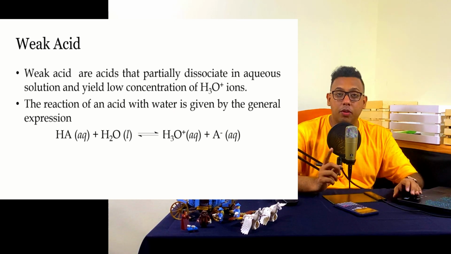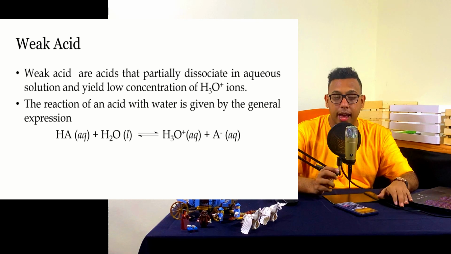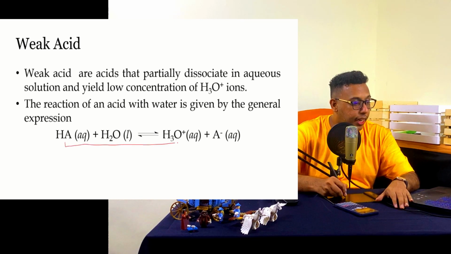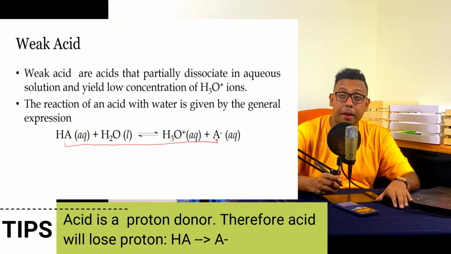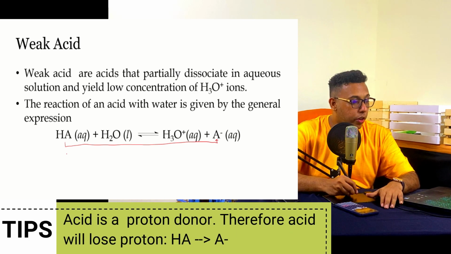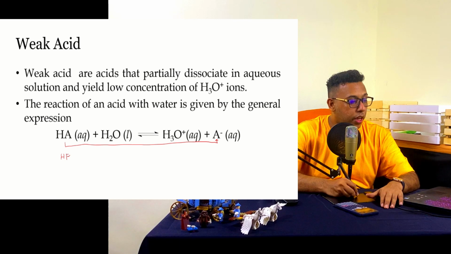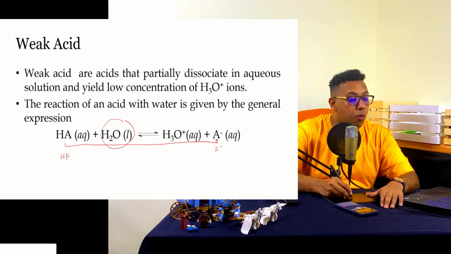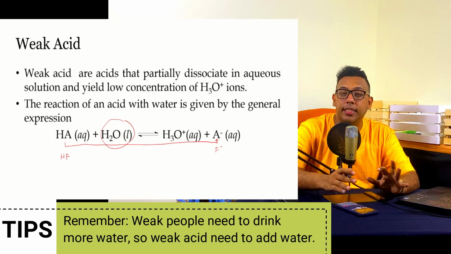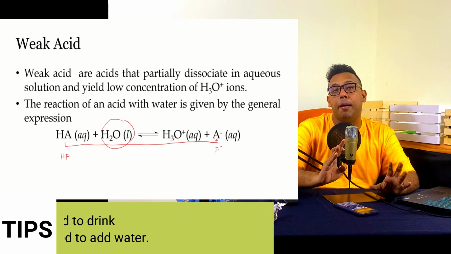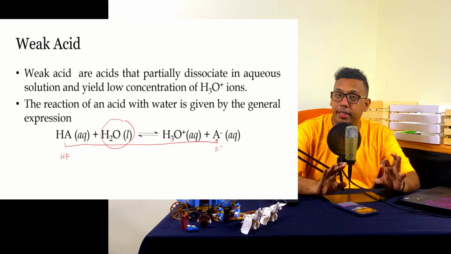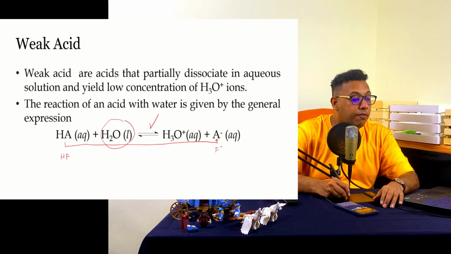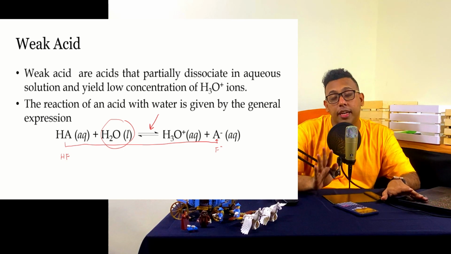Okay, bila kita tulis general equation untuk weak acid, what you have to know is our acid dia akan hilang dia punya proton jadi A-. Okay, contoh kalau you ada HF, okay, sini akan jadi F-. Mesti letak water. Ingat, weak acid, acid yang lemah, dia tak boleh dissociate secara sendiri. Mesti ada water. Okay, and one more thing is dia mestilah reversible arrow. Okay, mesti ada ketiga-tiga benda ni.